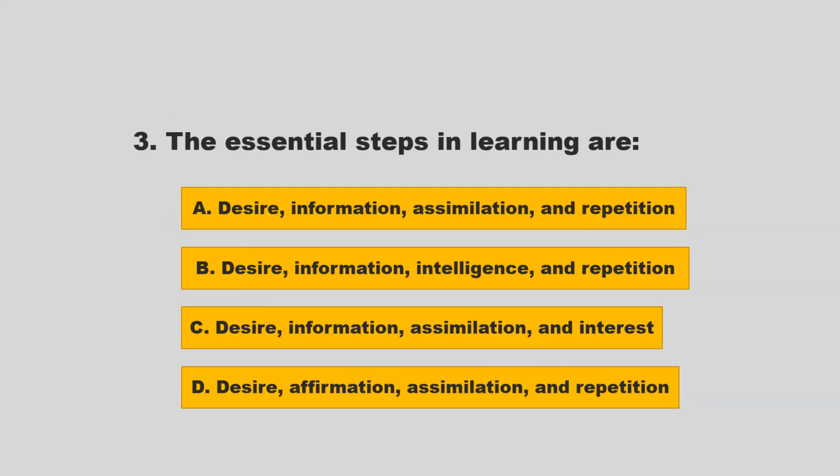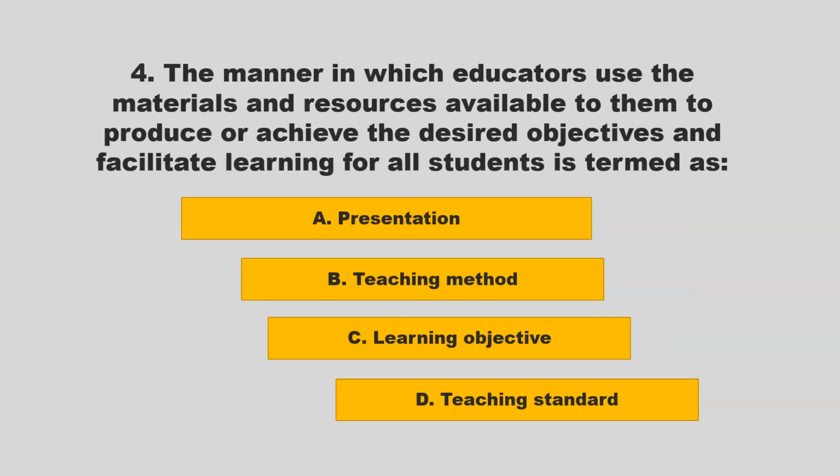The essential steps in learning are desire, information, assimilation, and repetition; desire, information, intelligence, and repetition; desire, information, assimilation, and interest; desire, affirmation, assimilation, and repetition. If you chose A, desire, information, assimilation, and repetition, you are correct.